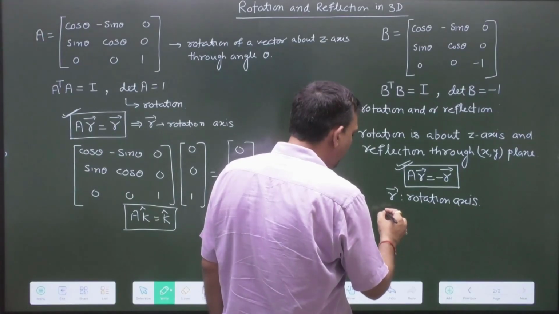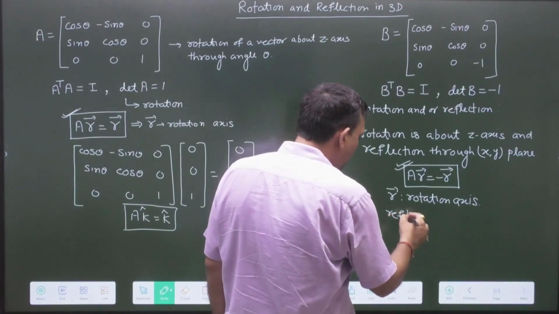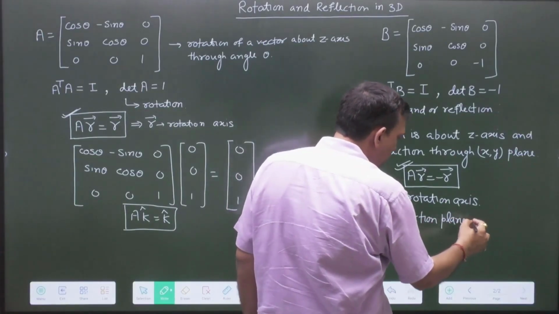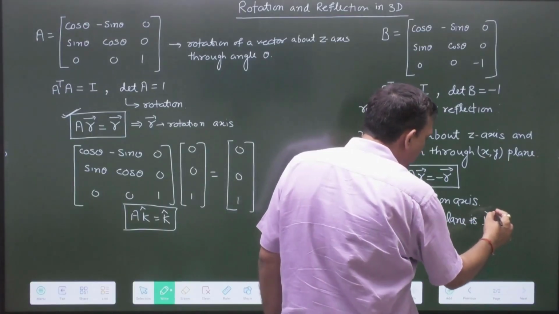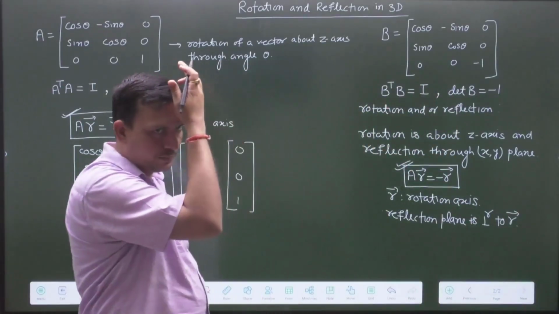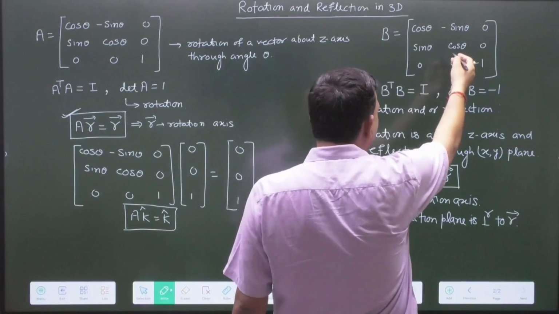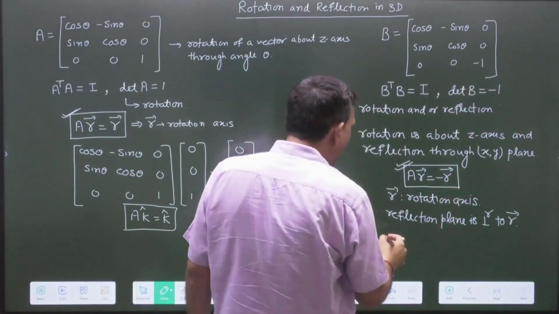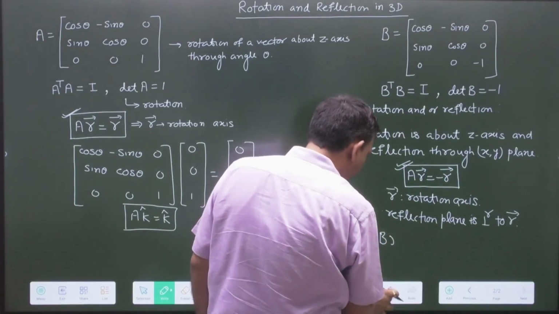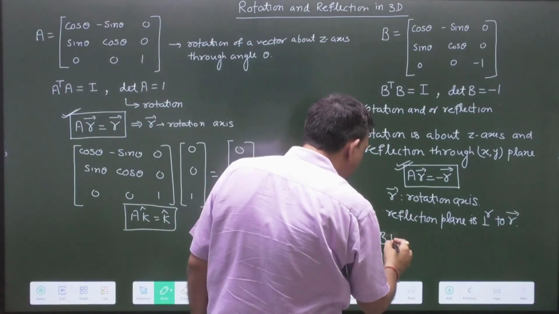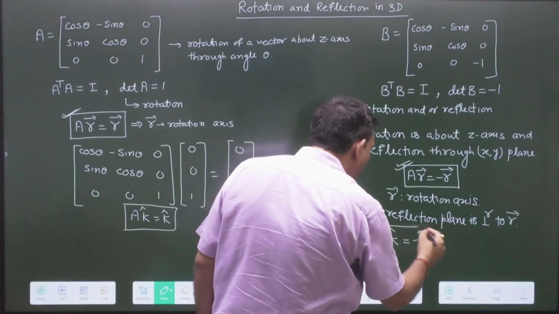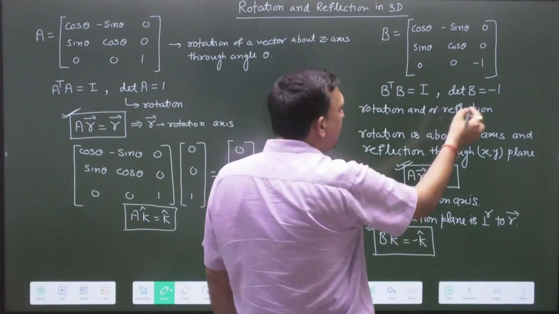So the reflection plane is perpendicular to R. Here rotation is about the Z axis. You can verify in this particular example: B on K cap, you will get minus K cap. For the given case; I am talking about this in general.